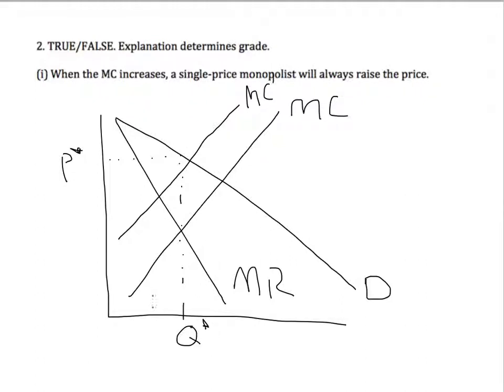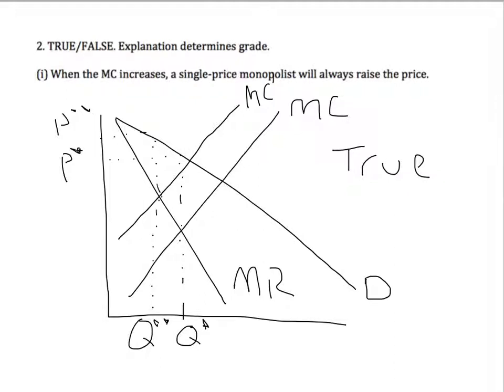Well, we can see the new Q is here, Q star star, and the associated price is higher, P star star. So this is true, and the proof is in the graph. So we can draw this graph, which illustrates our point, why it's true.